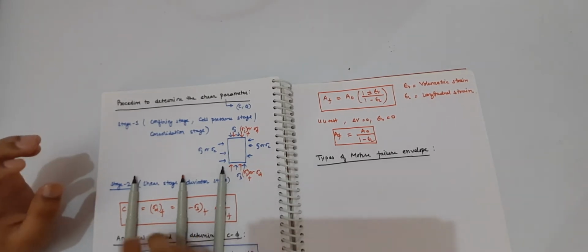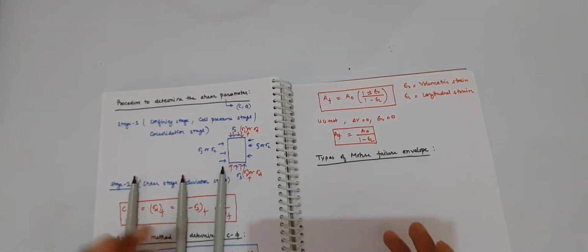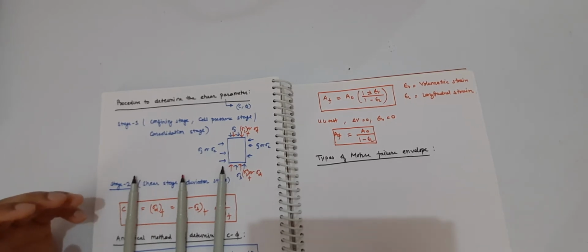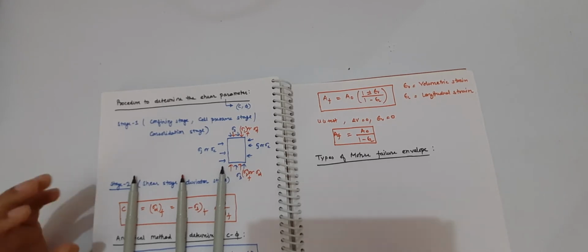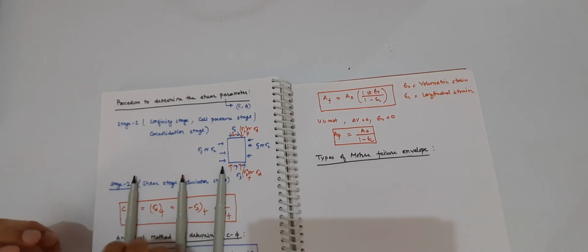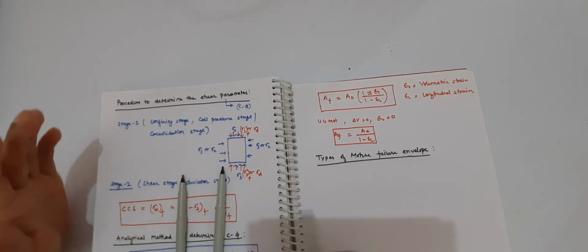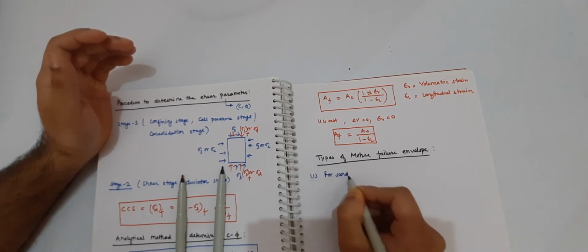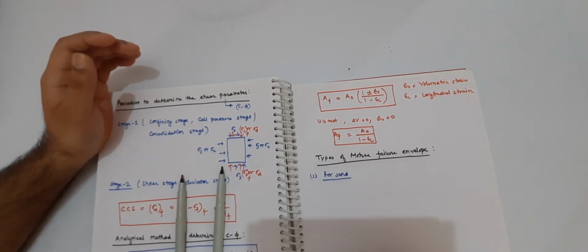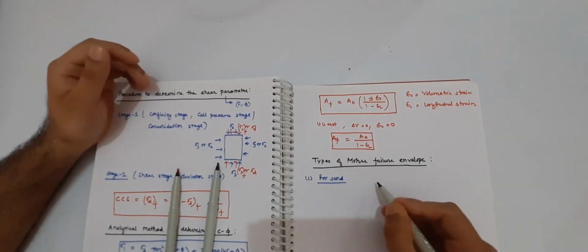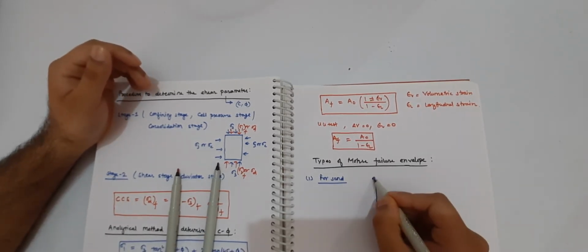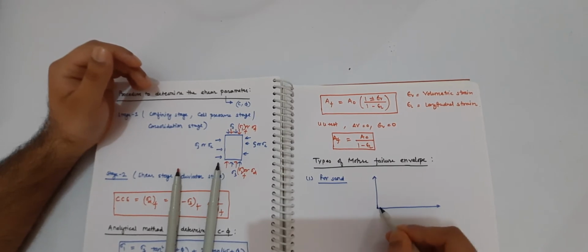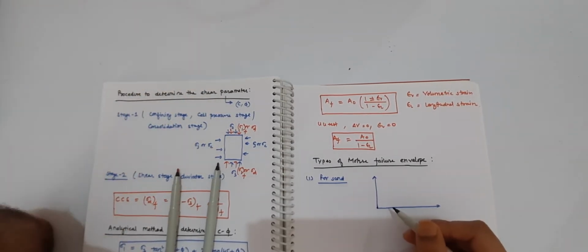In this we'll discuss the failure envelope of sand, saturated clay in undrained condition, saturated clay in drained condition, and partially saturated clay. Like for sand, we know that in sand there is no cohesion, only internal angular friction is there.